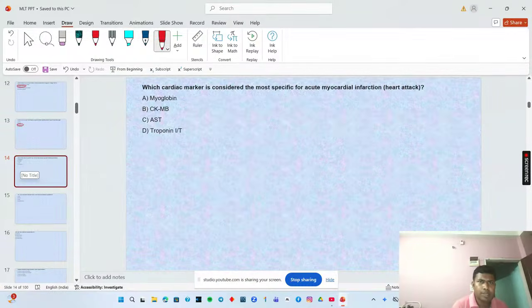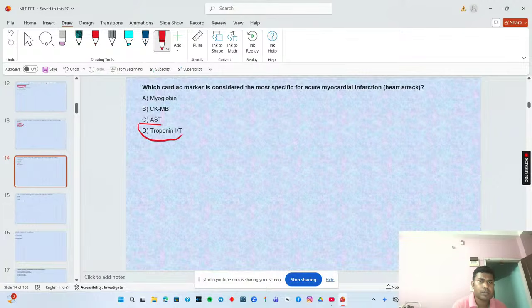Here the question is: which cardiac marker is considered the most specific for acute myocardial infarction, that is, heart attack? The right answer to this question will be troponin.